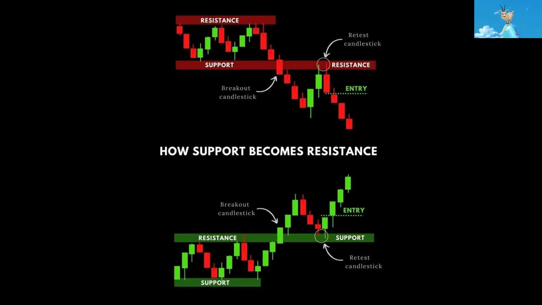All right, now the bottom chart. We already talked about the top chart, which is support flipping into resistance. Now we're going to talk about how resistance can flip into support. Same exact concept, opposite direction. The price is in a range, bouncing between support at the bottom and resistance in the middle, right? And then a green candle breaks above the resistance level. That's the breakout candlestick. This time it's bullish. The ceiling got punched through this time.